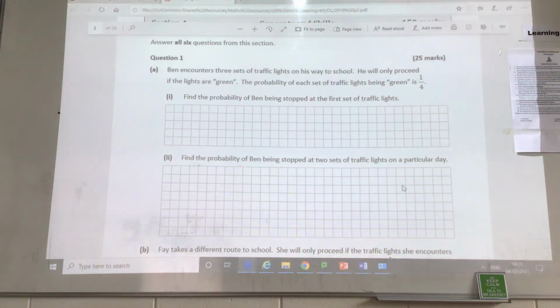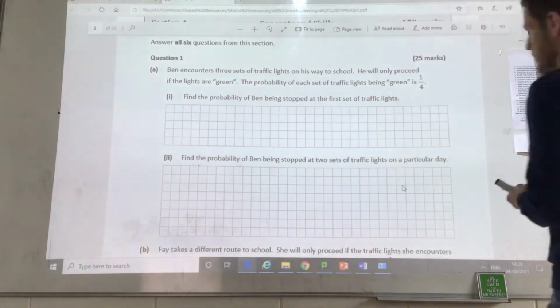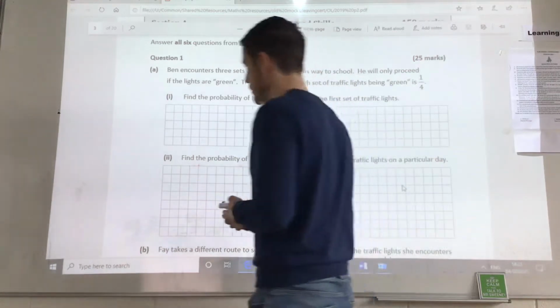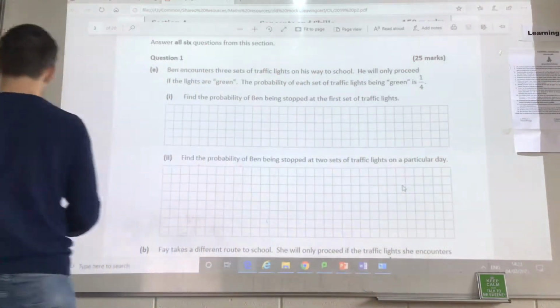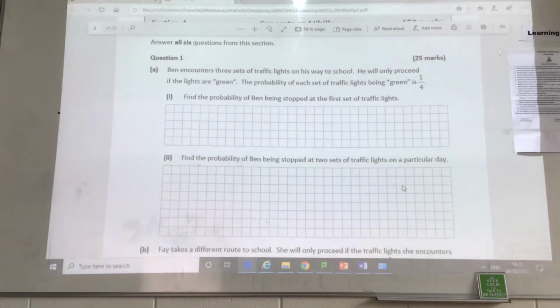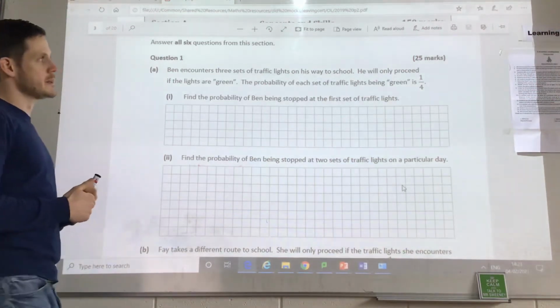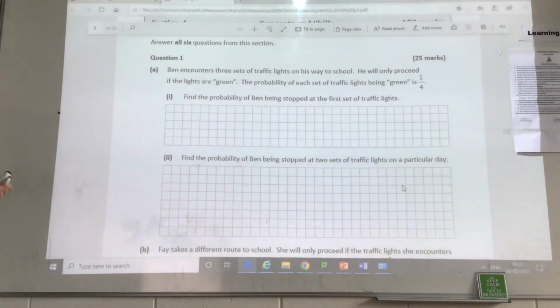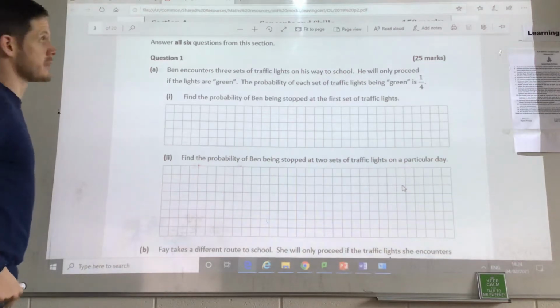Okay guys, so we're going to have a little look at probability. So this is question 1, 2019, paper 2. And probability is, the maths in it is actually quite easy, but the wording is very difficult. So when it comes to probability, a lot of people get confused about what is actually being asked in the question. So this one says Ben encounters 3 sets of traffic lights on his way to school.